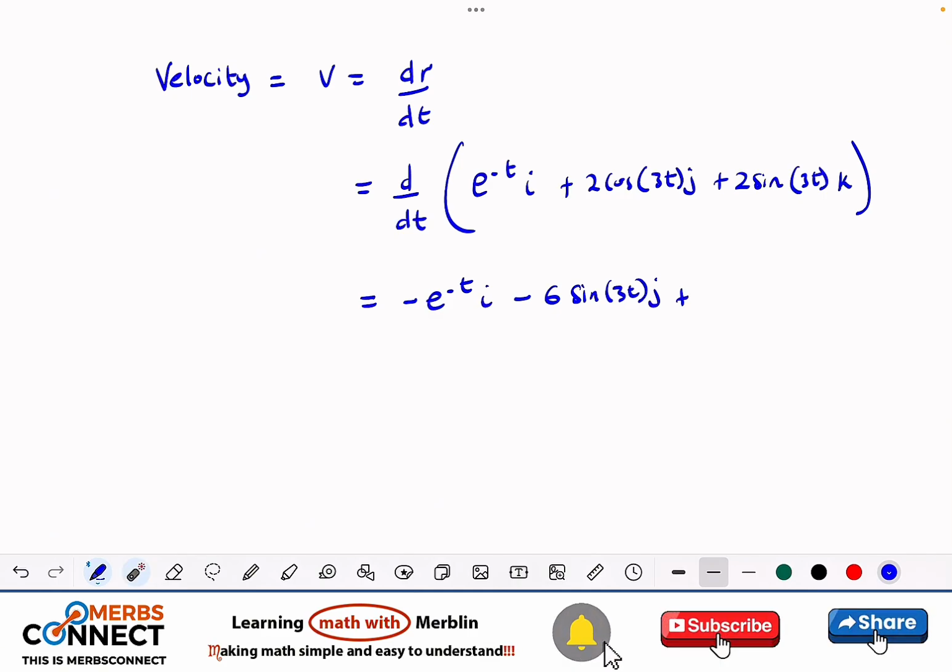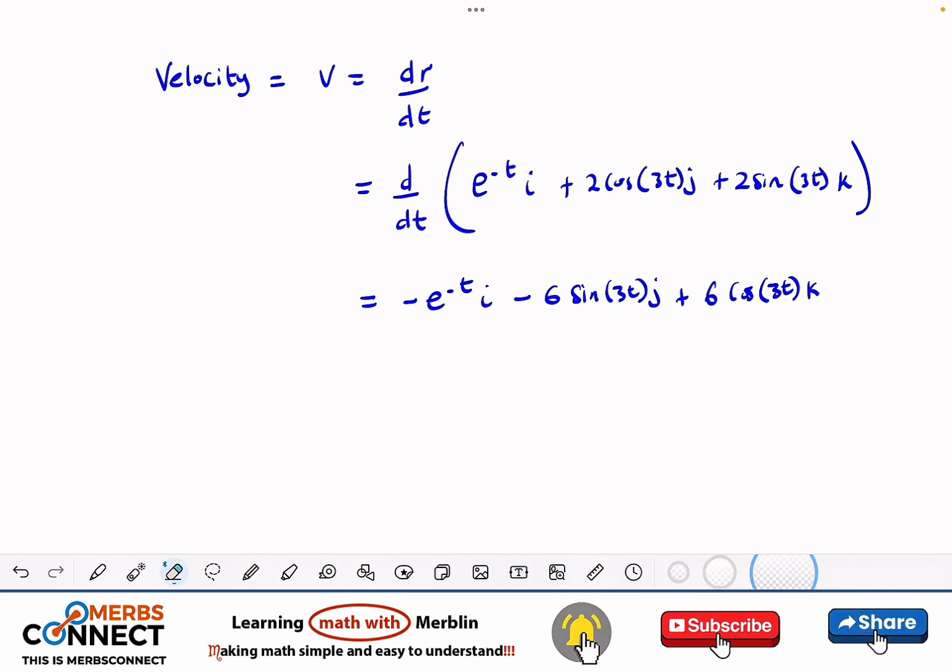Then plus, same thing here. When I differentiate sine, I'm going to get cos. So sine 3t will give us cos 3t. But when I finish, I need to differentiate what is inside the bracket, which is going to give us 3. I'll multiply this 3 by 2 here, and I'm going to have 6 cos 3t k.